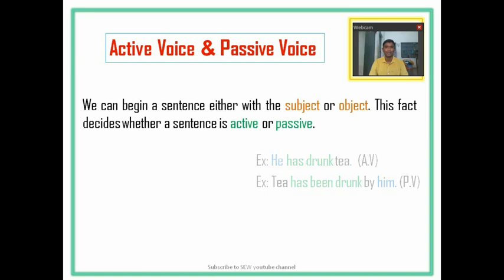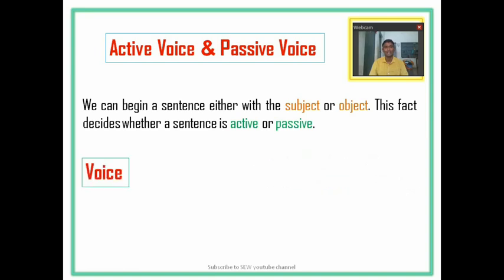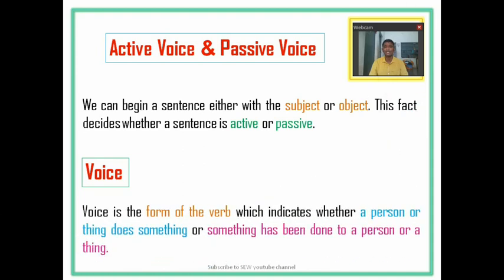Okay, so another term is voice. We should know what is voice. What is voice? Voice is the form of the verb which indicates whether a person or thing does something or something has been done to a person or a thing. So simply, voice will decide who is doing the action and who is receiving the action.